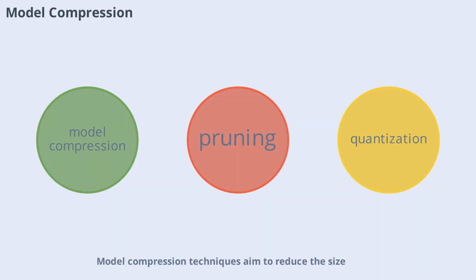Model compression techniques aim to reduce the size and complexity of neural language models without sacrificing performance. Methods like pruning, quantization, and knowledge distillation make models faster and more efficient, enabling deployment on devices with limited resources.